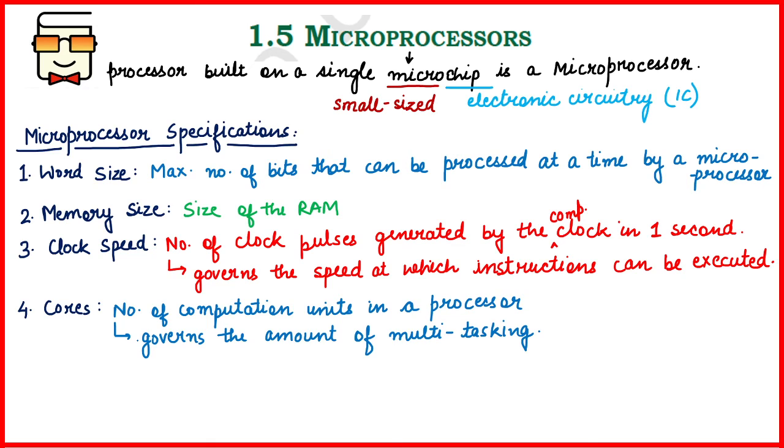The word size determines the max number of bits that can be processed at one time by the processor. Memory size directly represents the size of the RAM, which depends on the word size. Clock speed, as I told you, governs the speed at which the processor will execute instructions, because it is directly dependent on the number of clock pulses generated per second. The cores govern the amount of multitasking.